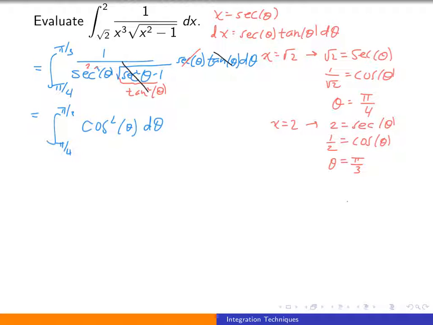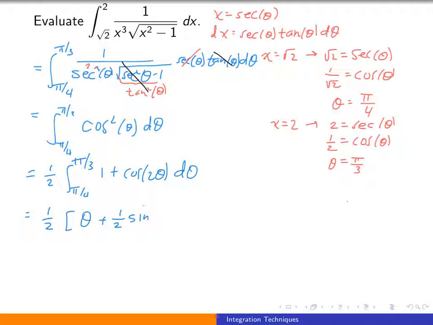So let's just go ahead and anti-differentiate. In order to do so, we use this half angle formula for cosine. So this would be a 1/2 that pulls out front, because cosine squared is 1/2 times the quantity 1 plus cosine of 2 theta. The antiderivative of 1 is theta. The antiderivative of cosine 2 theta is 1/2 sine 2 theta. And this all needs to be evaluated from pi over 4 to pi over 3.